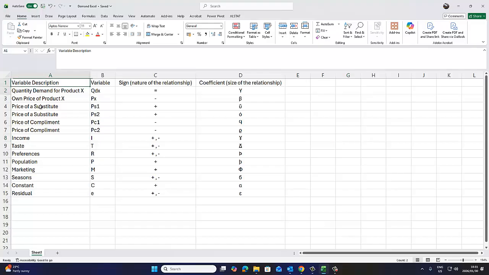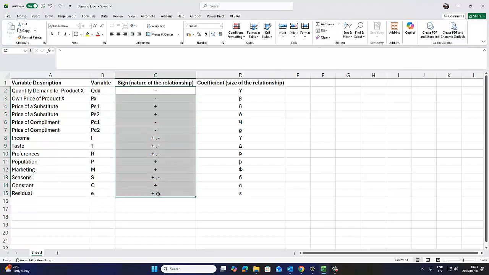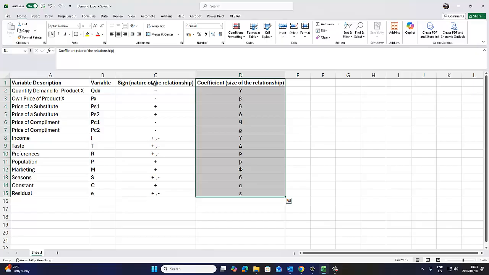So I've identified my variables. Let's just make this bold. I said constant and residual are not variables, but we include them in our function. Our variables are these, and these are the abbreviations of these variables. These are the hypothetical signs. This is normally the rule, but it's important to understand that the sign is separate to the coefficient, not in the interpretation, but in the calculation.